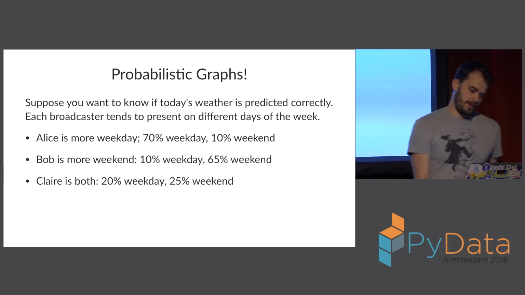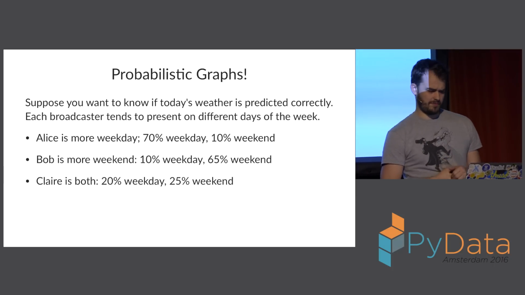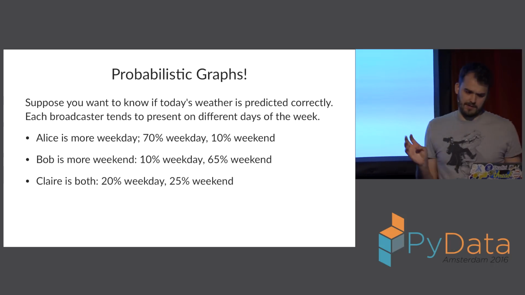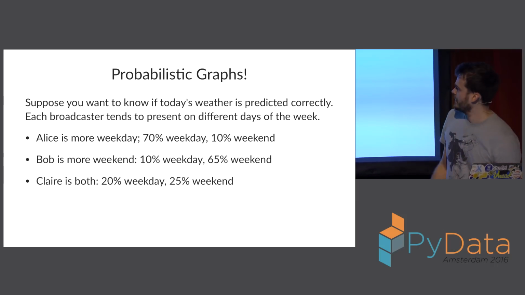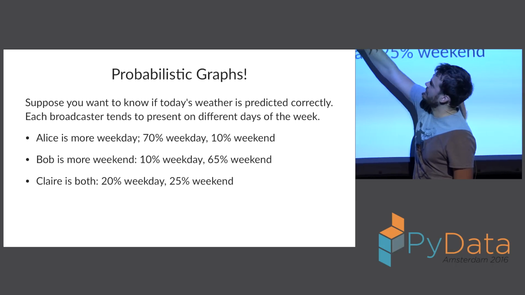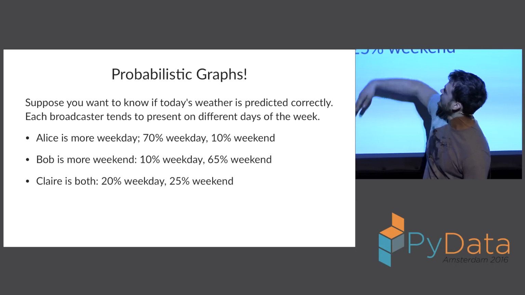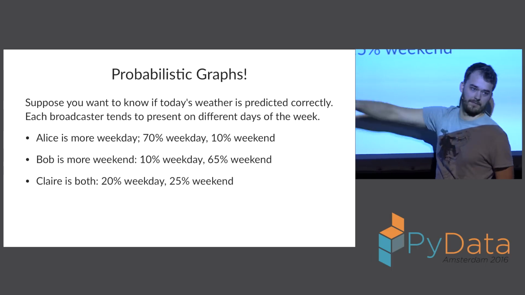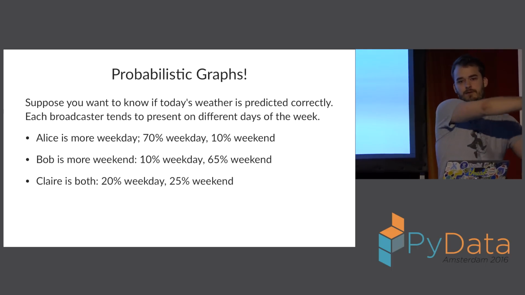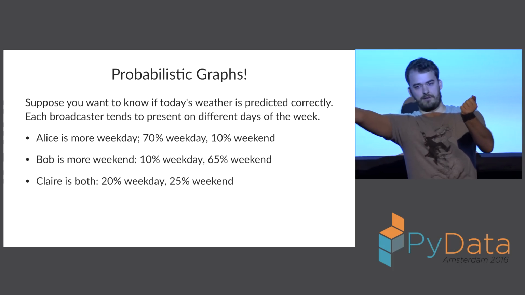But suppose I know more. Suppose that I also know that Alice is more of a weekday kind of person, and Bob is a little bit more of a weekend type of person, and Claire kind of does both. That's maybe because Claire is some form of intern, and she's the backup of the two. And you'll notice that given it's a weekday, then there's a 70% chance that it's Alice, 10% that it's Bob, and 20% that it's Claire. So these probabilities sum up to 100. So given what day of the week, I know something about who's going to be predicting. Given who's predicting, I know something about whether or not it's going to be correct.